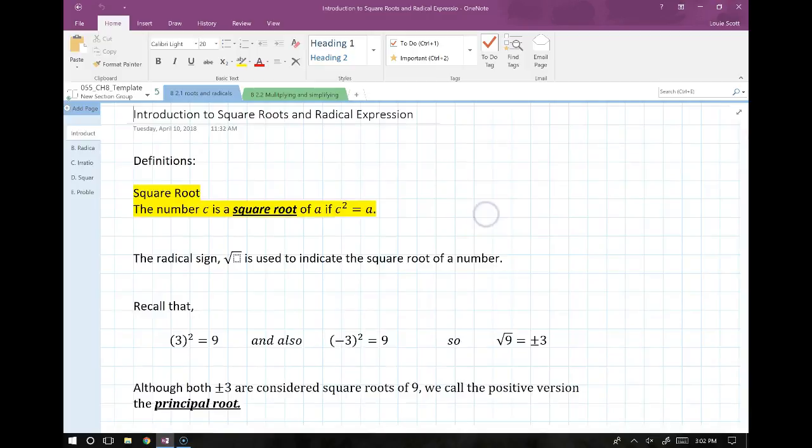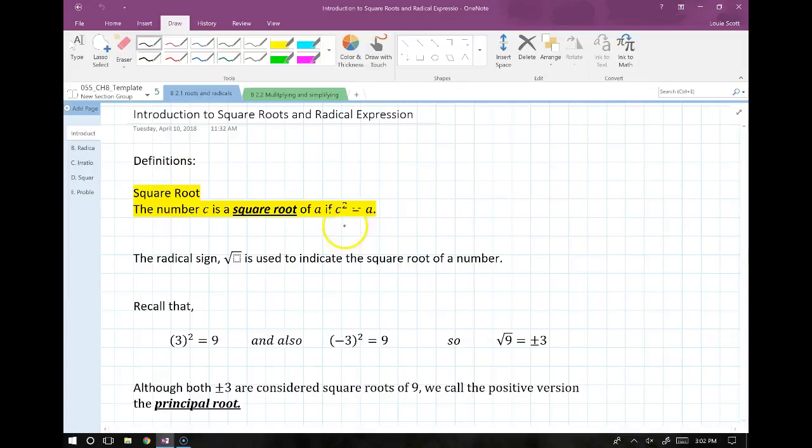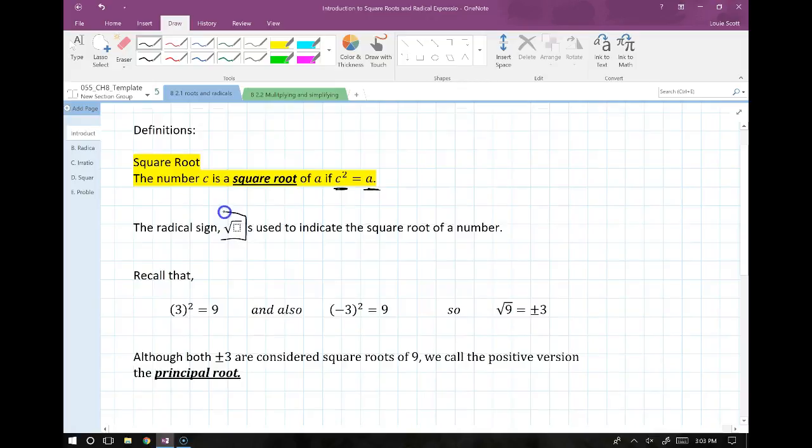So, all right. We're going to go over square roots, square numbers, things like that. Our definition of a square root basically says some number C is a square root of a number A if C squared is equal to A. The radical sign, that's what this little guy is called, is used to indicate the square root.